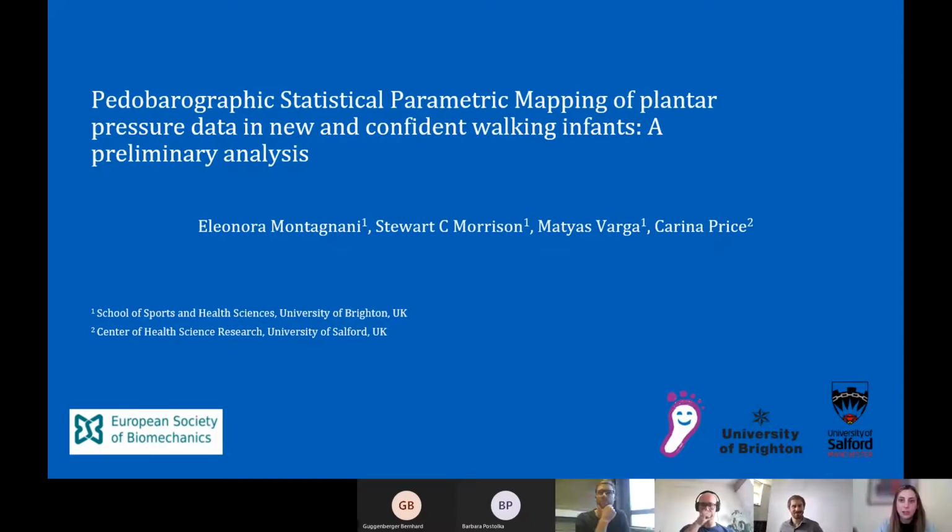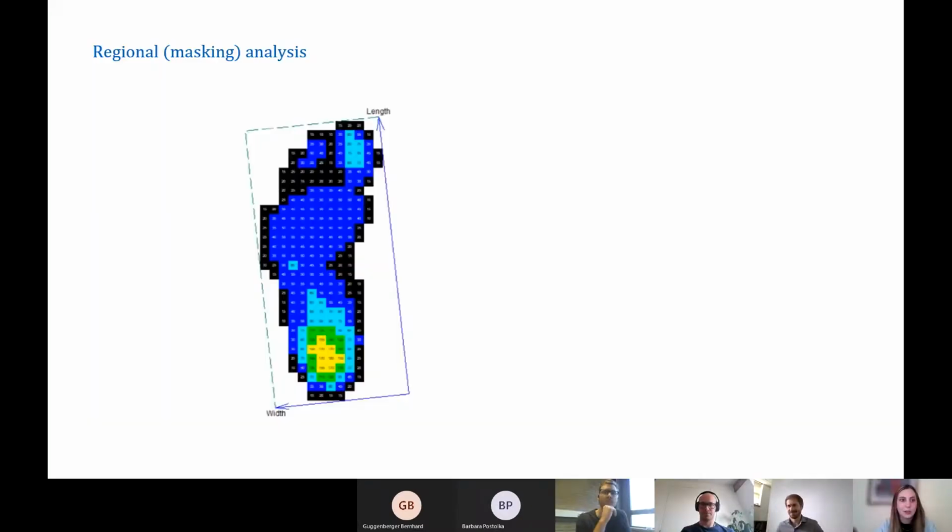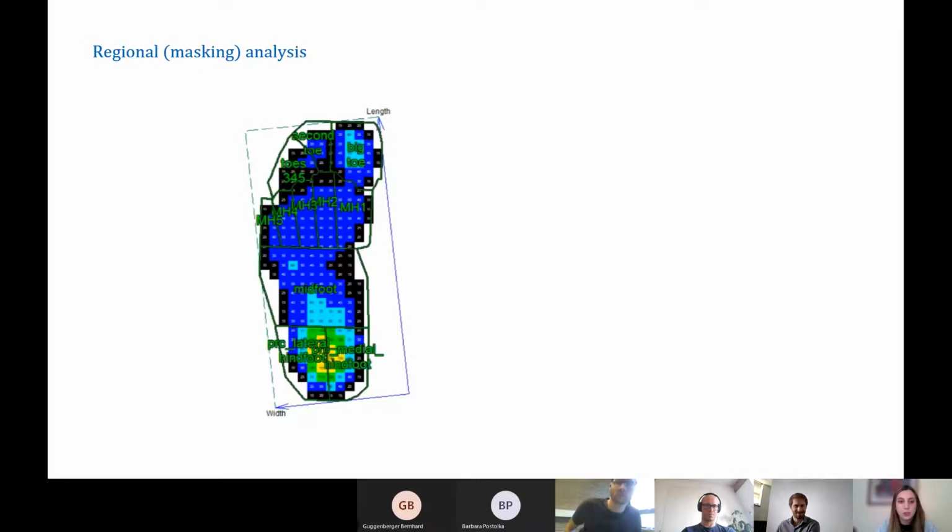And I would like to dive straight into the presentation by introducing some initial concepts of regional masking analysis for those of you who are not familiar. As you can see from the video, regional masking analysis consists in dividing the plantar surface of the foot in these pressure images into several regions of interest that correspond to anatomical parts of the foot. And you can use as many regions as you need.